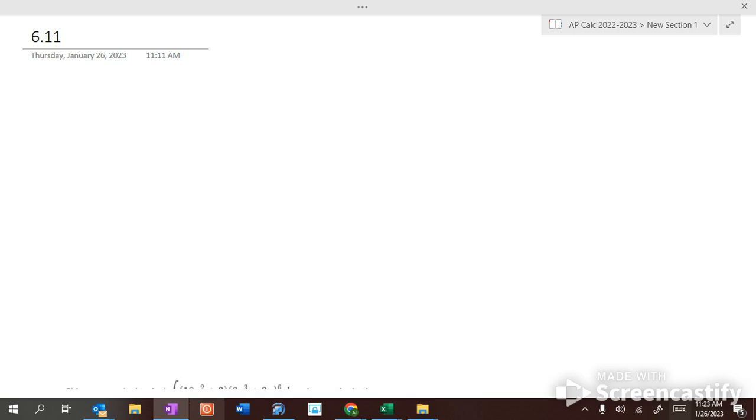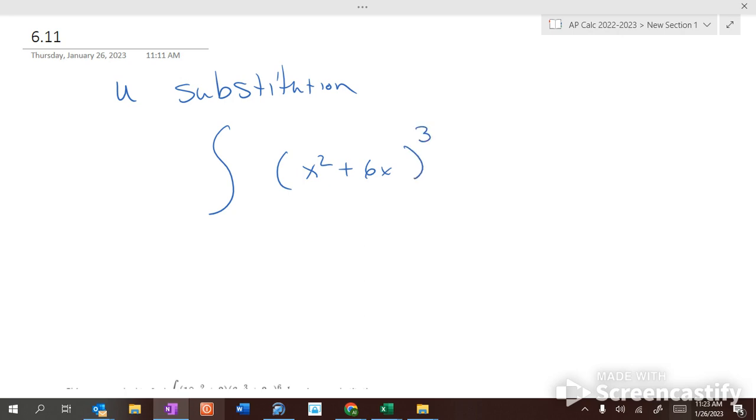Today we're doing what's called U substitution. U substitution is when you integrate something complicated like x squared plus 6x cubed. It's the chain rule, right? Okay. Well, you have to have something else in here like 2x plus 6, and you're going to integrate it then. And you're going, ooh, that looks kind of complicated. Well, you're right. It is a little bit complicated, but when we do U substitution, it makes it much easier.